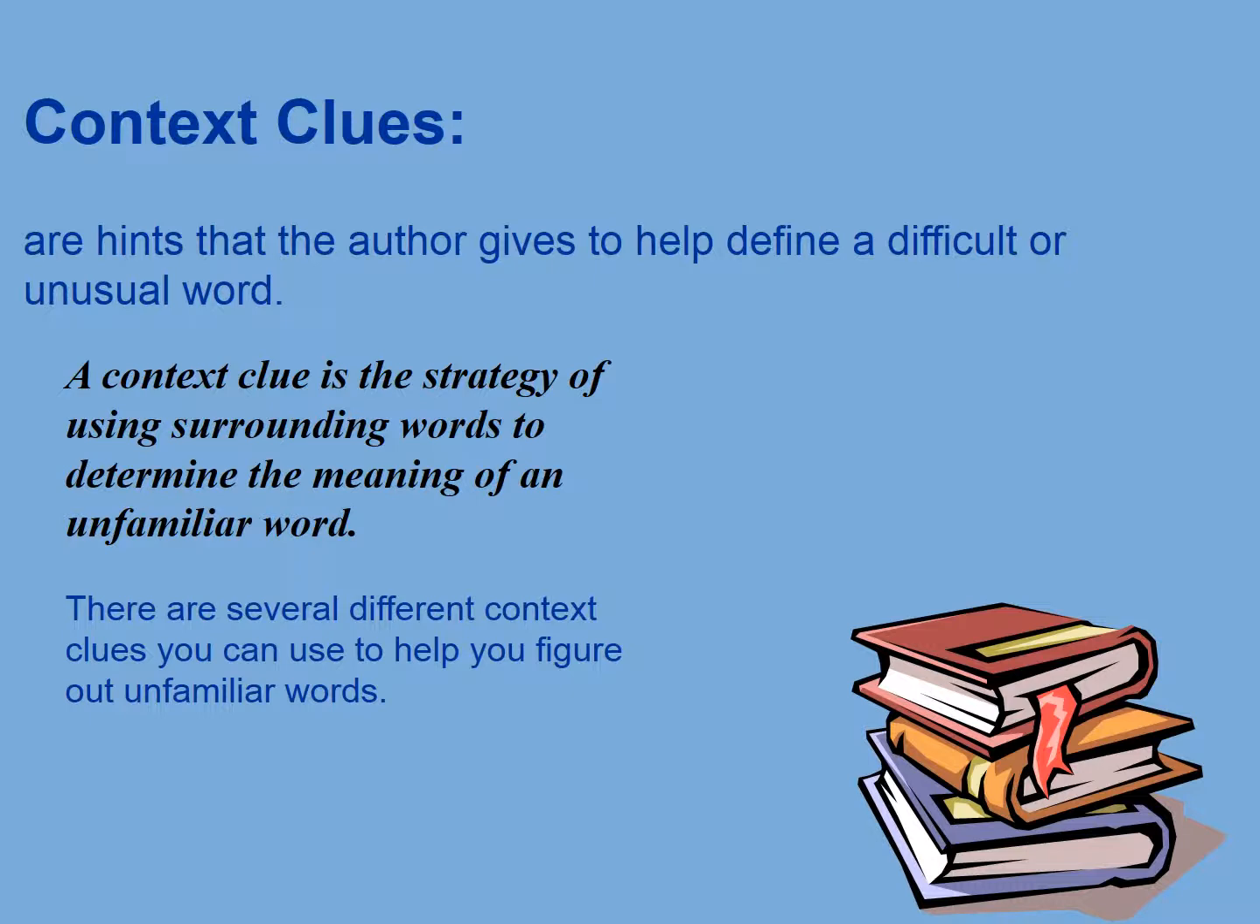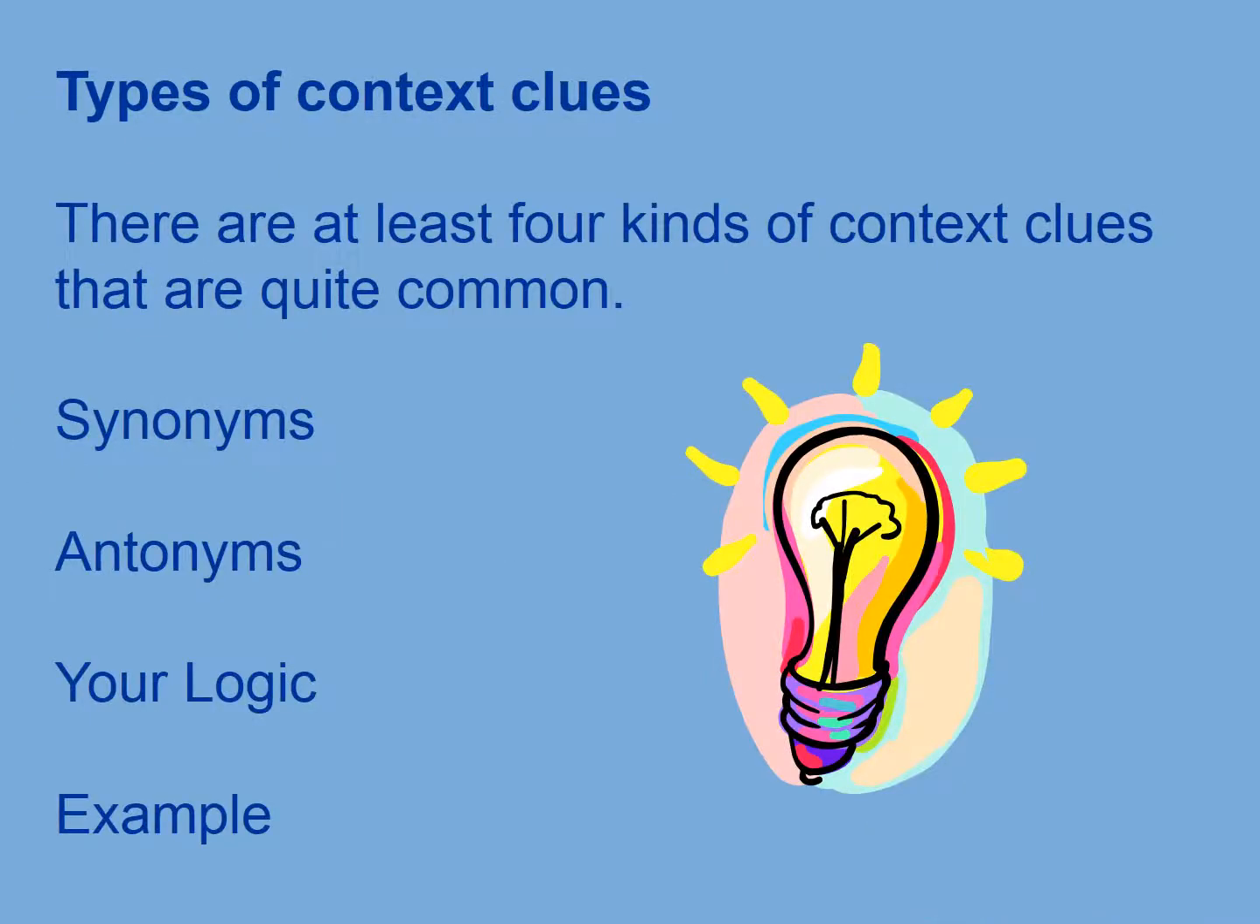define an unfamiliar word. Context clues are hints that the author gives to help define a difficult or unusual word. A context clue is the strategy of using surrounding words to determine the meaning of an unfamiliar word. There are several different types of context clues. We are going to learn the four common types, which are synonyms, antonyms, logic, and example.